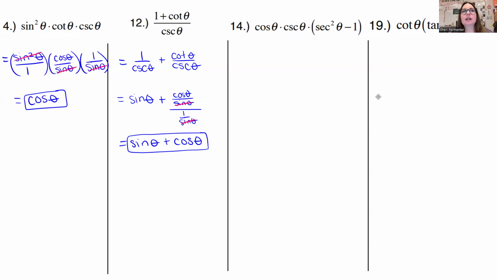The next one. Let's see, I could change these in terms of sine and cosine. And does secant squared minus 1 turn into something? Check your chart. Does secant squared minus 1 turn into something? Tangent squared. Okay, so let's do some rewriting. So I've got cosine over 1, 1 over sine, and then this becomes tangent over 1.